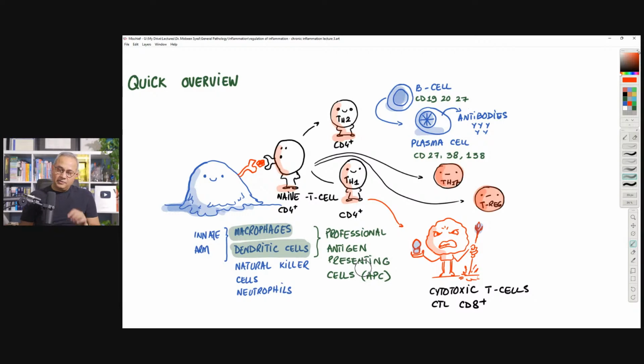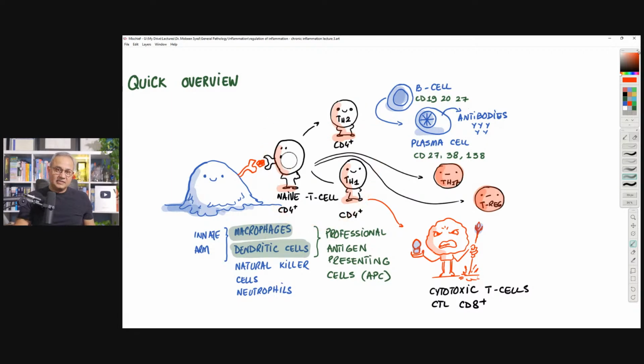So before we go into these mechanisms, a quick overview. We know that there is an innate arm. The innate arm of the immune system has macrophages, dendritic cells, neutrophils, natural killer cells, right? Many other kinds of cells too, but these are the main players. Then we have the acquired arm, and the innate arm activates the acquired arm. In the acquired arm, we have T helper cells, B cells, and cytotoxic T cells, correct?